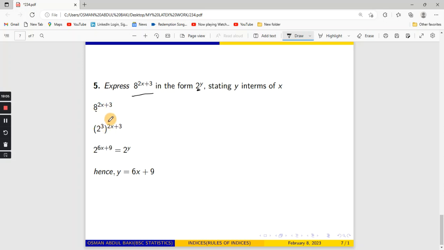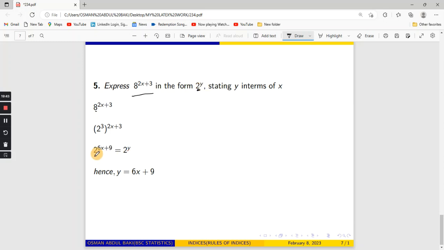So 2 raised to the power 3, all raised to 2x plus 3, will give us the same thing as 8 raised to the power 2x plus 3. But we want to express it in the form of 2 to the power y. That is why we want the 8 in its form of 2 power 3. So here we'll just multiply the 3 by the powers. So here we'll get 6x plus 9. 3 times 2x is 6x plus 3 times 3 gives us 9, which is equal to our given term, which is 2 to the power y.